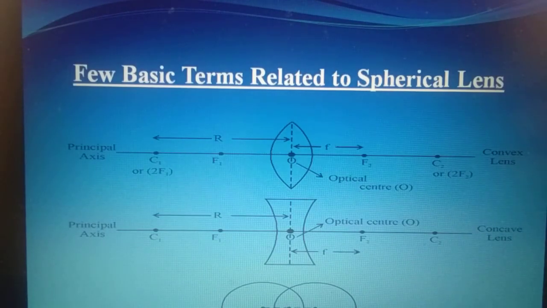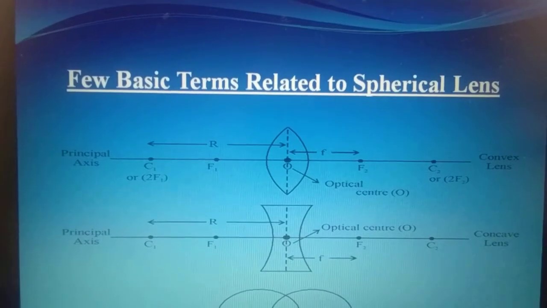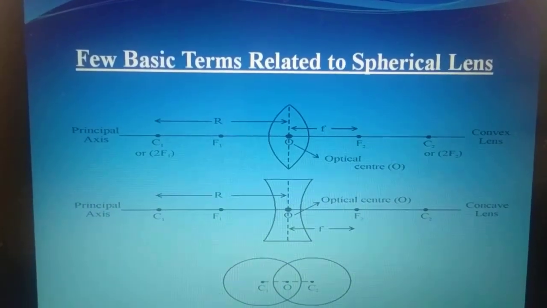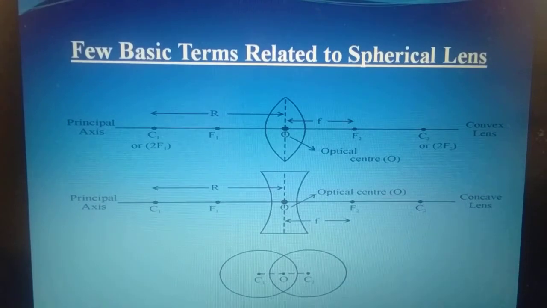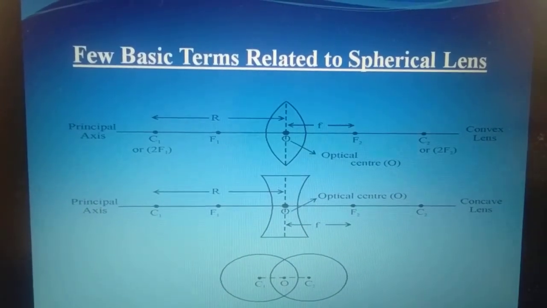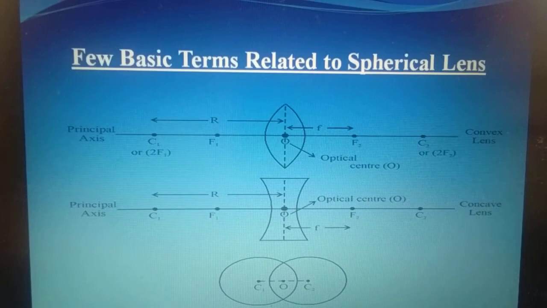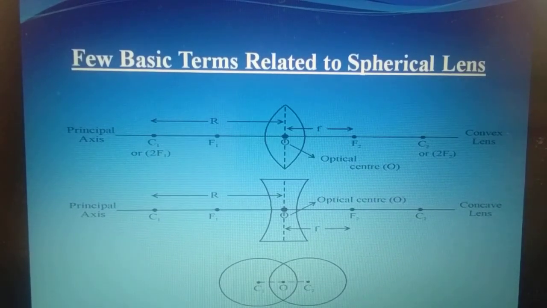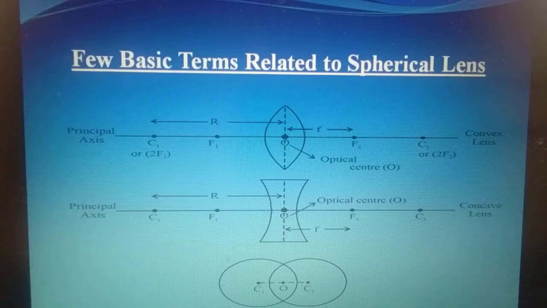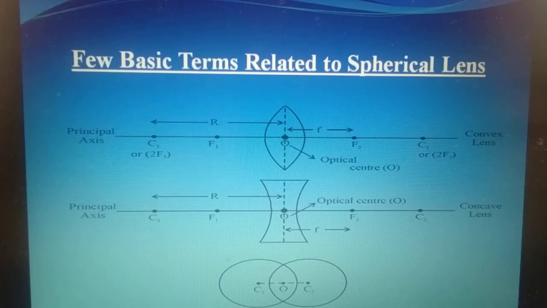Now let us understand a few terms related to spherical lenses. First and foremost, the optical center. The optical center is the geometrical center of any type of lens, whether it is concave or convex. We always represent it with O. Principal axis is an imaginary line which passes through the O, and it is termed as the principal axis.